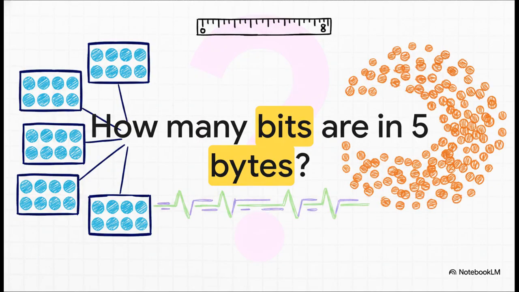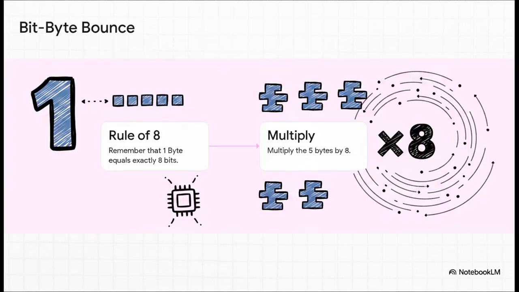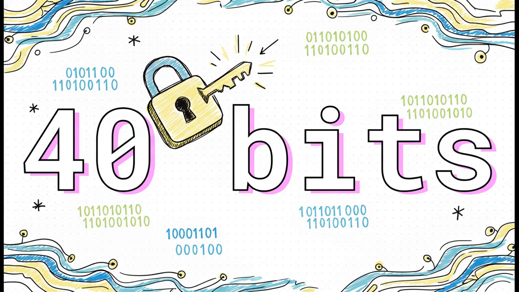All right, let's test this out with what I like to call the bit-byte bounce. Here's your first mini quest. If you have 5 bytes of data, how many individual bits are packed inside? Just think about the rule of 8 for a second. Got it? Okay, applying the rule of 8, we just take those 5 bytes and simply multiply them by 8. And boom, that gives us 40 bits. It really is that easy.